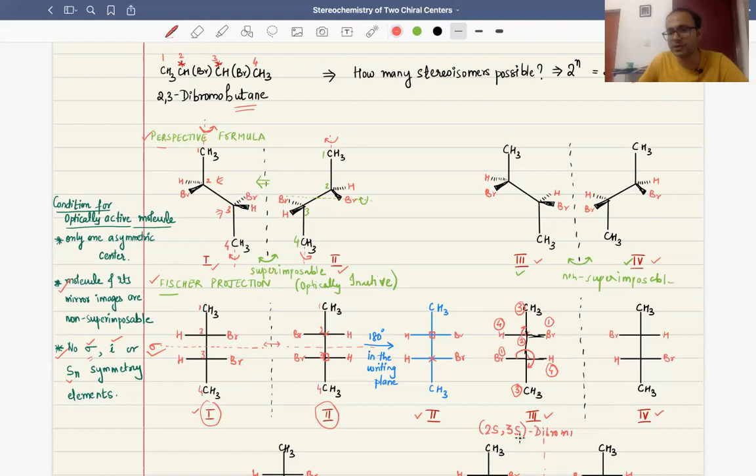So 2S,3S-dibromobutane. Please write it correctly, because my pen is not writing, there is a lag in it. Okay, so 2S,3S-dibromobutane. This is how you write the nomenclature as well. In the same manner, please do the RS configuration for all these stereoisomers. We will discuss it again in the class. Try to work out the configuration for the rest of the molecules as well. So thank you very much for your attention.